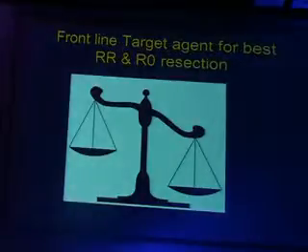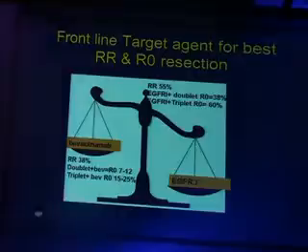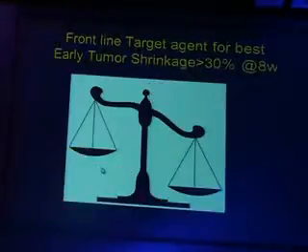So if you ask the question, what would be the best agent to use as frontline that will improve on the results of chemotherapy, that will give you the best response rates and R0 resection, it will definitely be the EGFR inhibitors. You will get a 55 to 60% response rate. With the doublet, EGFR inhibitors will increase the R0 resectability to around 30%, and with the triplet it's 60%, compared to only 15% for bevacizumab.